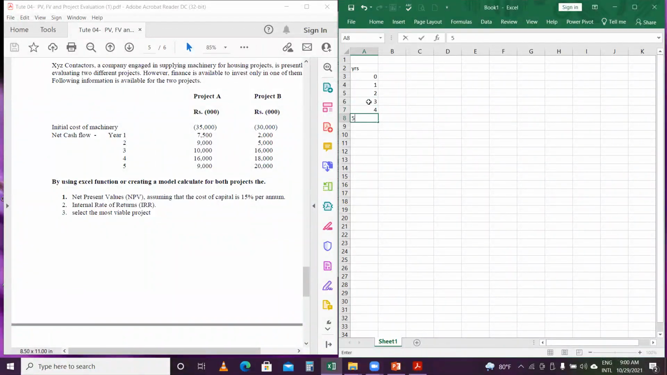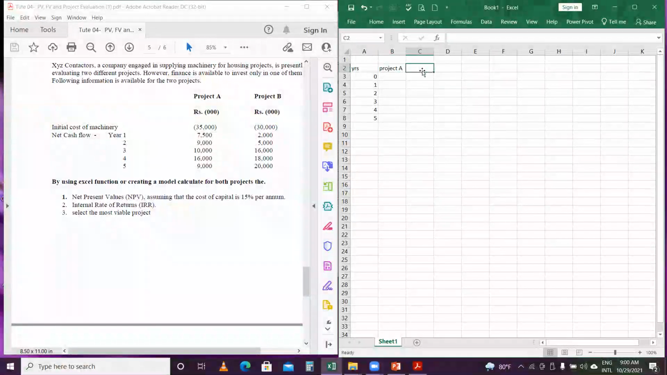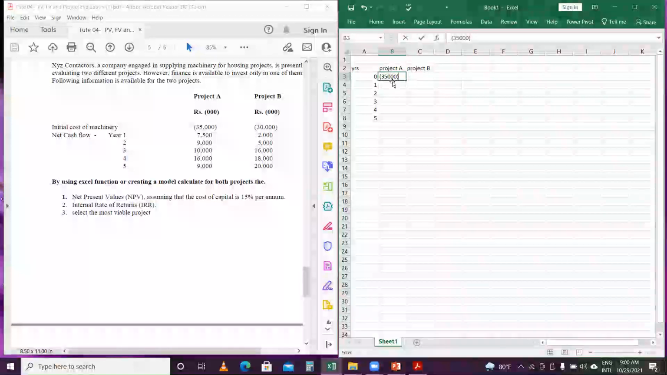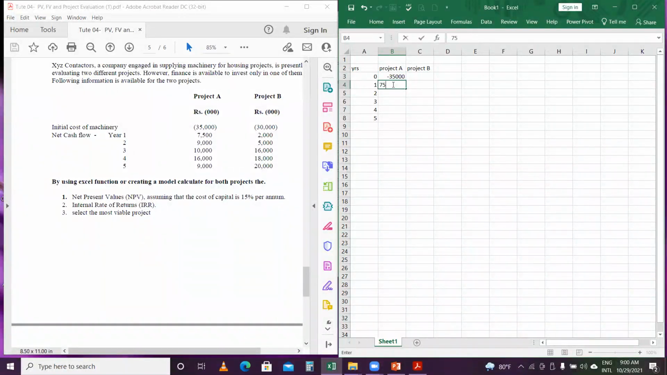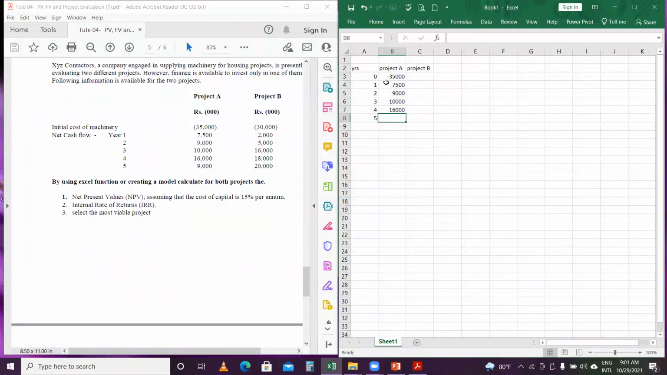Three, 4, and 5. So project A. This is project B. So project A, you have these cash flows: negative 35,000, and 7,500, 9,000, 10,000, 16,000, 9,000.